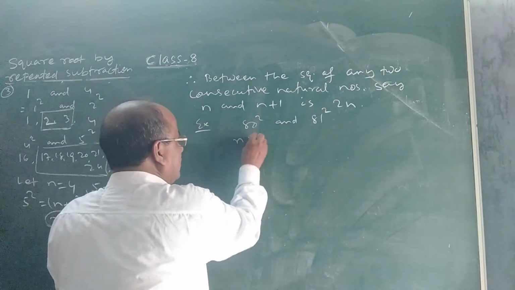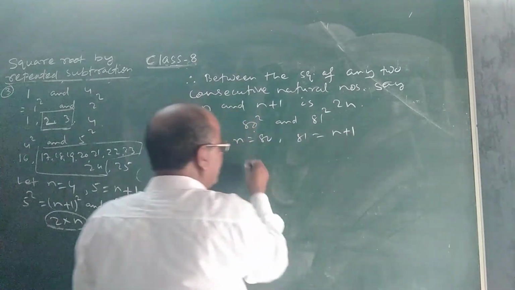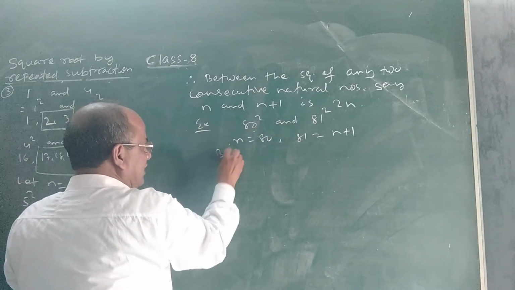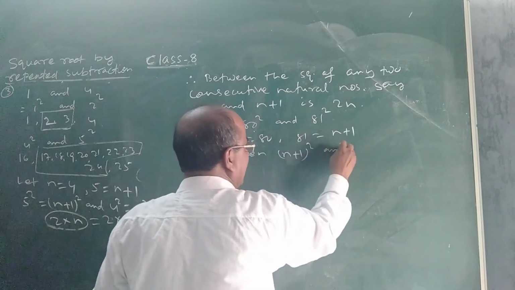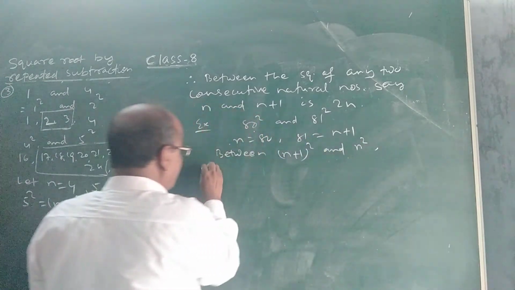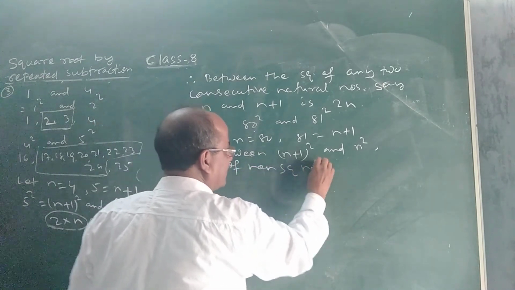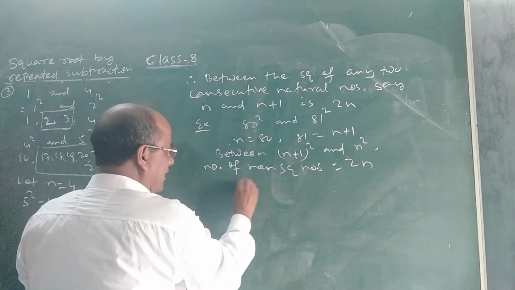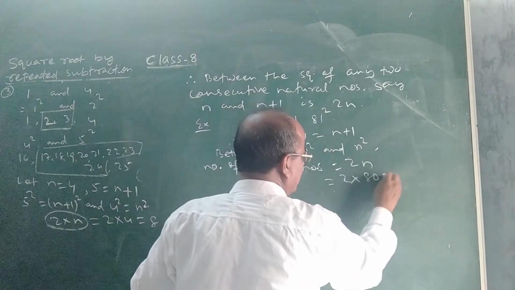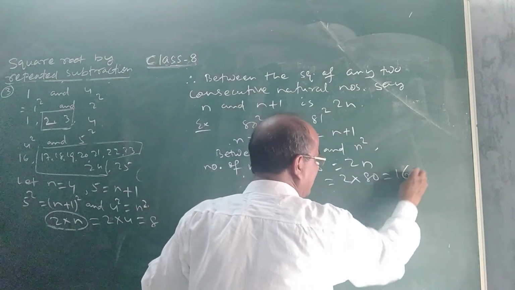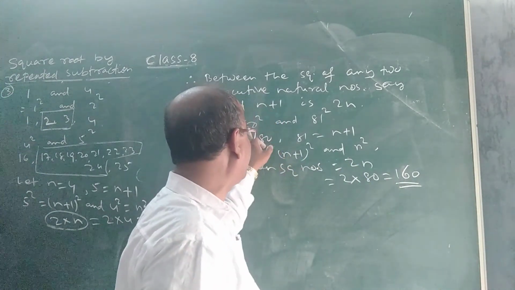Here you see, here n equal to 80. Suppose 80 equal to n. Then 81 equal to n plus 1. So, as I told you the formula, between n plus 1 square and n square, what is the number of non-perfect squares? The number of non-square numbers is equal to 2n. Therefore, it is equal to 2 into 80, which is 160.